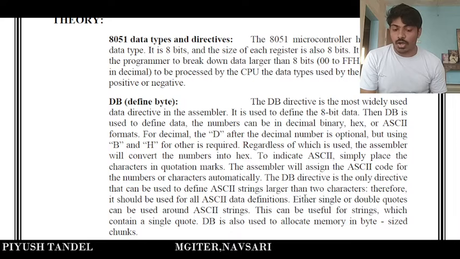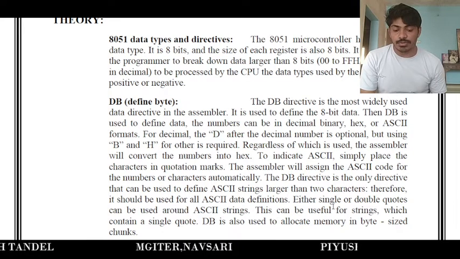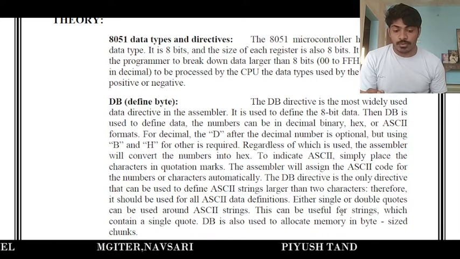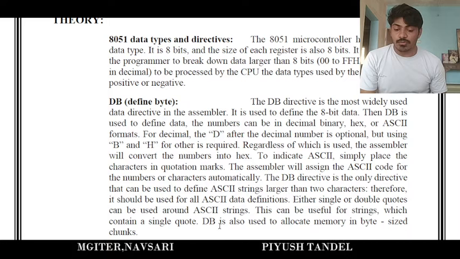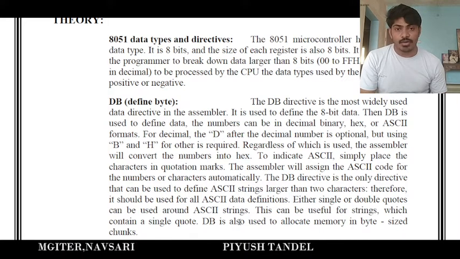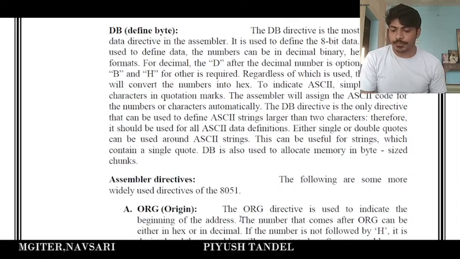Either single or double quotes can be around ASCII strings, and this can be useful for strings which contain a single quote. DB is also used to allocate memory in byte-sized chunks, right?